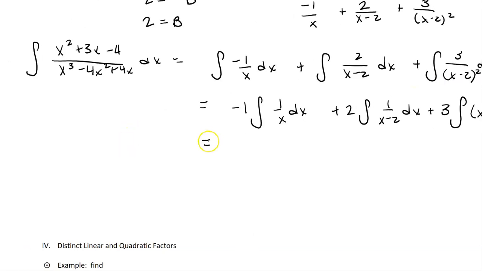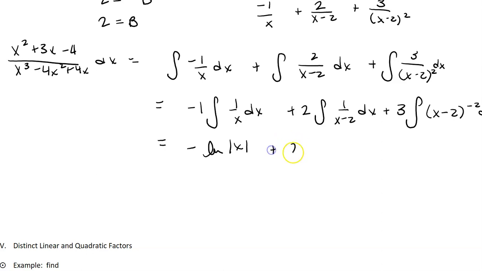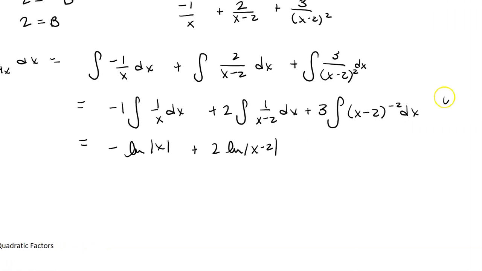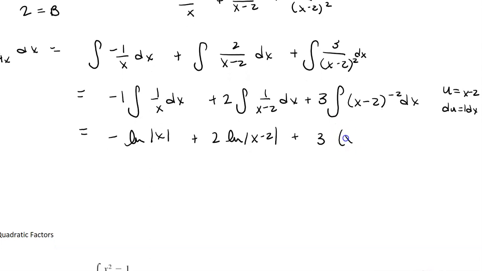So this first one will give me negative natural log of the absolute value of x. Here we'll have 2 times the natural log of the absolute value of x minus 2. For this one, u would be x minus 2, so du is going to be 1 dx. We have what we need there. So this is just going to be a u to the negative 2 integral. So we'll have x minus 2 to the negative 1 over negative 1. And that's all plus c.